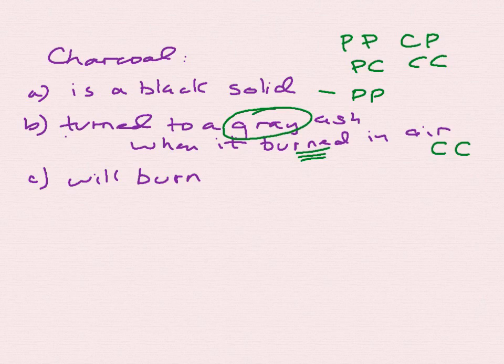And will burn. So will burn is an example of if you light it up, it's going to change. But I didn't say that you did burn it, just that it will burn. That's an example of a chemical property. The fact that it will burn will tell you that it will make a new substance, but it hasn't burned. So it's a property, not a change.